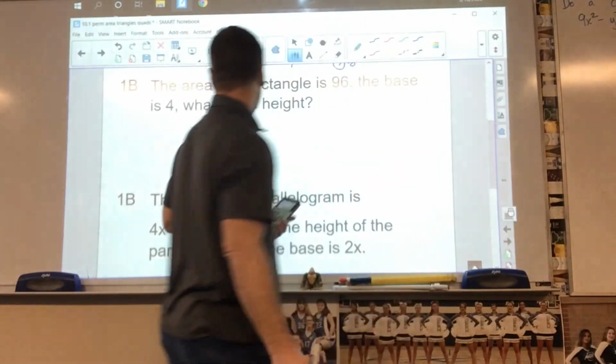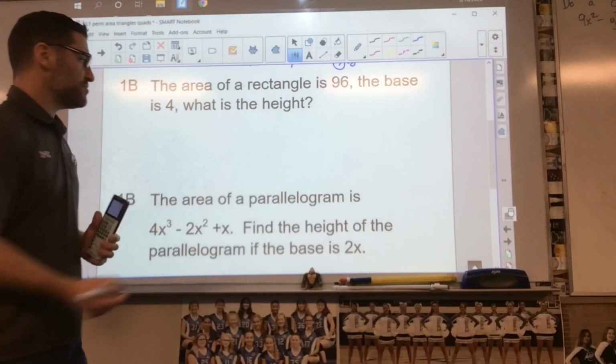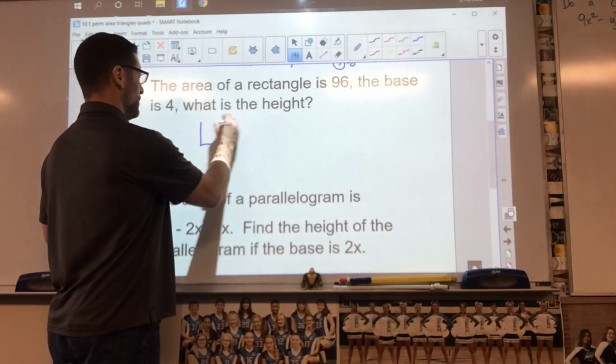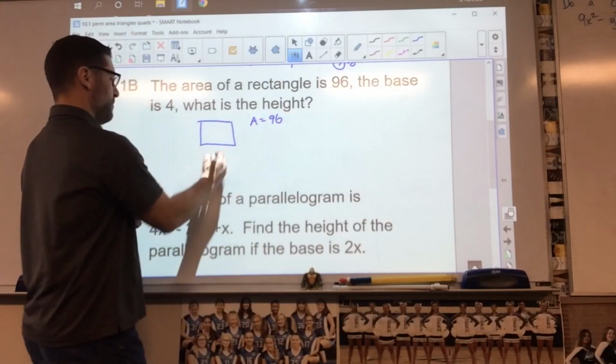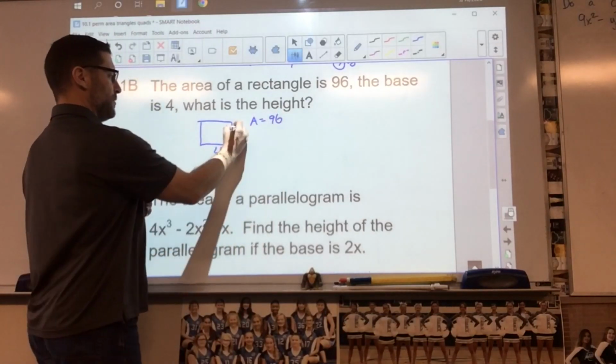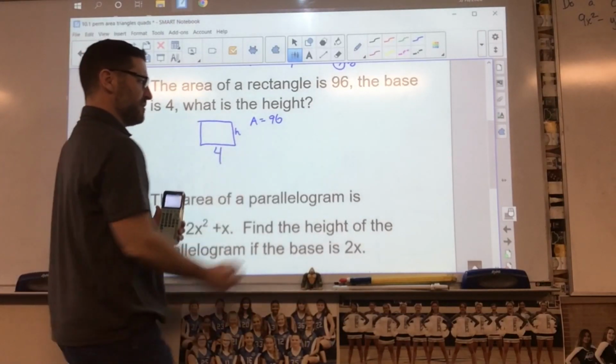All right, next one. The area of a rectangle is 96, the base is 4. What is the height? No picture drawn. I'm going to start with the picture. The area is 96, the base is 4, and they want to know the height. So given the picture, we can write down a formula.